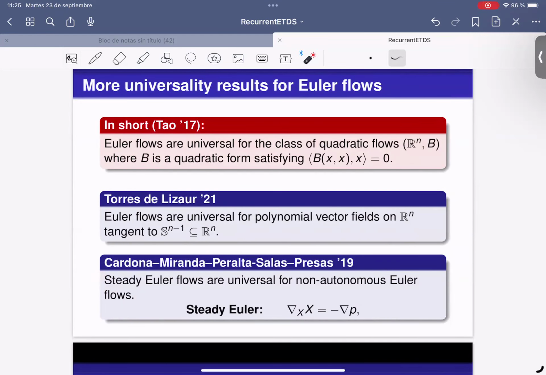Robert Cardona, Eva Miranda, Daniel Peralta-Salas, and Fran Presas proved that steady Euler flows, meaning that the vector field is time independent, so the time dependent term vanishes, are actually universal for non-autonomous Euler flows. So studying the steady Euler equation is the same as studying the non-autonomous Euler equation. And so it's a good idea to focus on solutions of this, which are vector fields with no time variation. Okay?